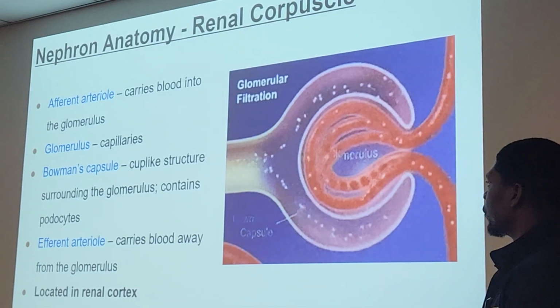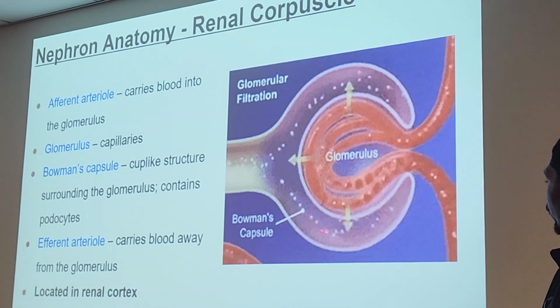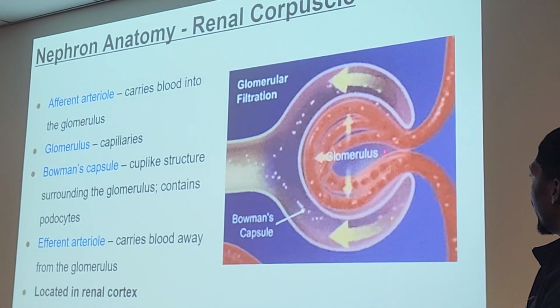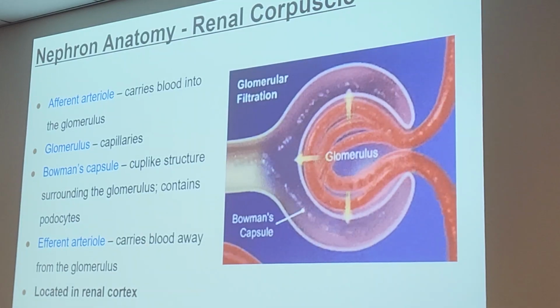All right. So you have Bowman's capsule, guys. Bowman's capsule is this cup-like structure right there that kind of surrounds the glomerulus. Okay, and that works as the filter. That's where the filtrated particles are. The filtrate, we call it the filtrate.